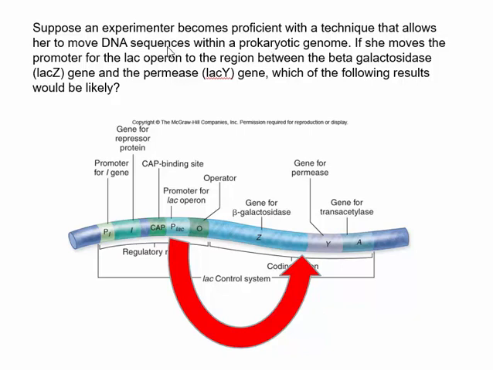And you could imagine all kinds of scenarios like this. What if we deleted the operator from this? That would take out the negative control, the ability for the repressor to bind there. Or we took out this CAP binding site or CRP binding site, sometimes also called the CAP binding site. Then you wouldn't have the ability for that positive control factor to bind. So you can imagine all kinds of scenarios of moving things around and what the consequence of those would be.